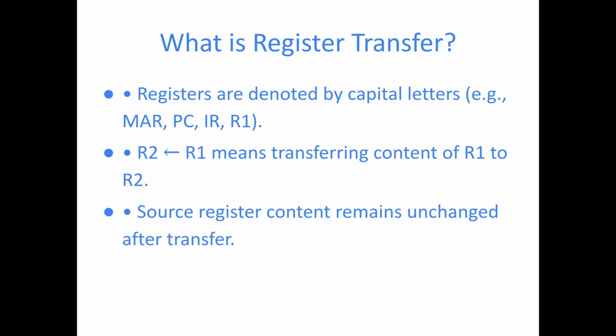When we transfer data from one register to another, we use a symbolic replacement operator. For example, the following operation means that the content of R1 is copied to R2. Importantly, the source register R1 remains unchanged.